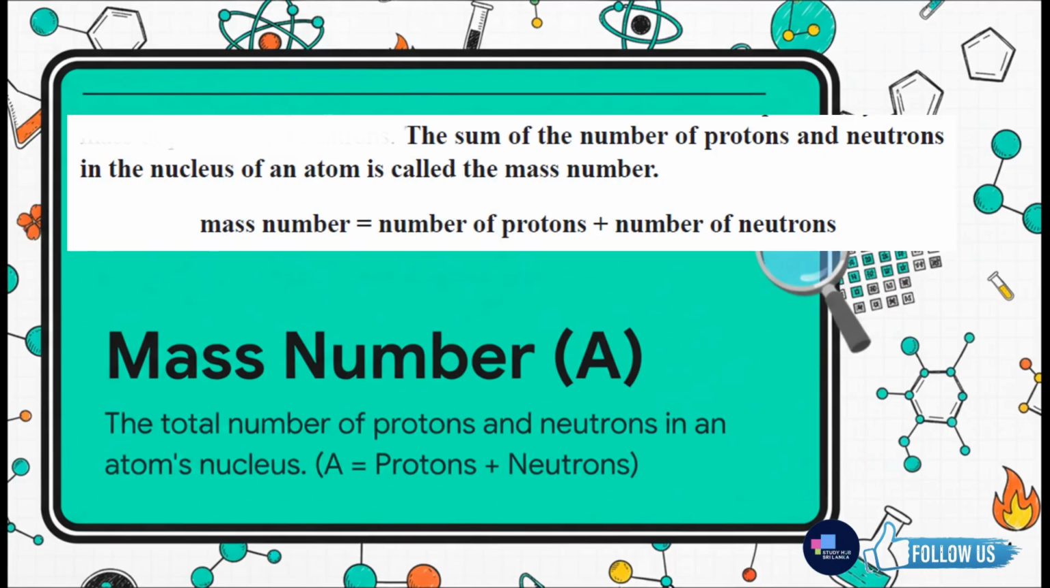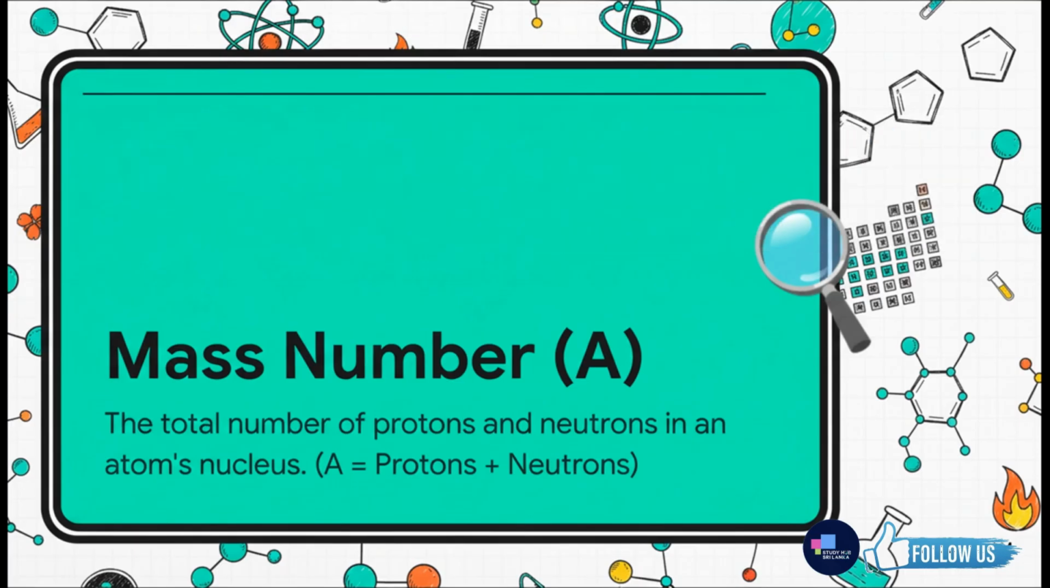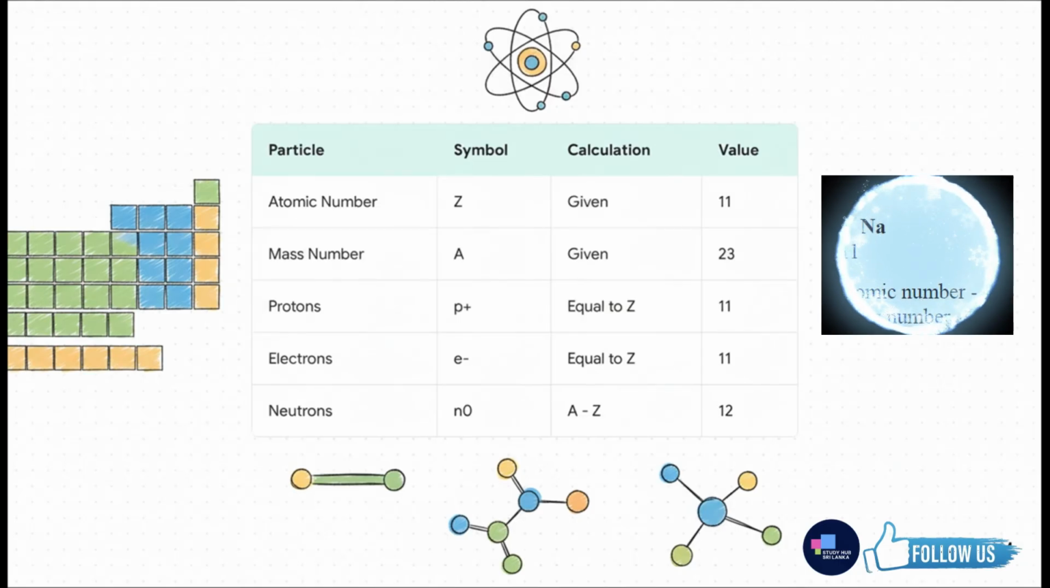Next up is the mass number. The main thing to remember here is that electrons are incredibly tiny, so light that their mass is basically nothing when we're calculating this. So, to get the atom's mass, we just add up the heavy particles, the protons and the neutrons in the nucleus. Simple as that. All right, let's make this real with an example.